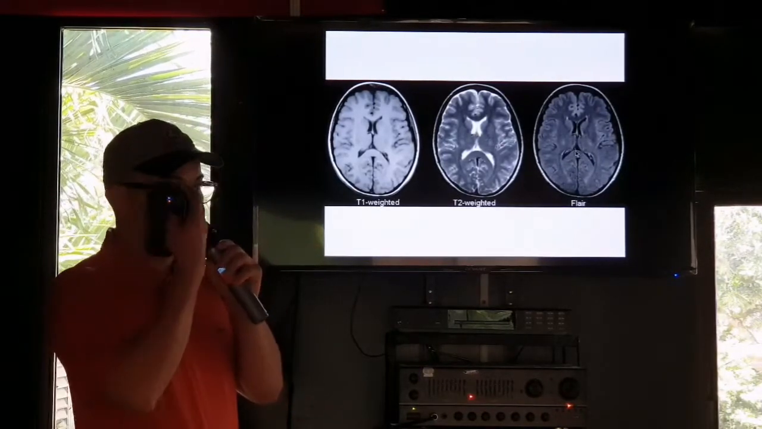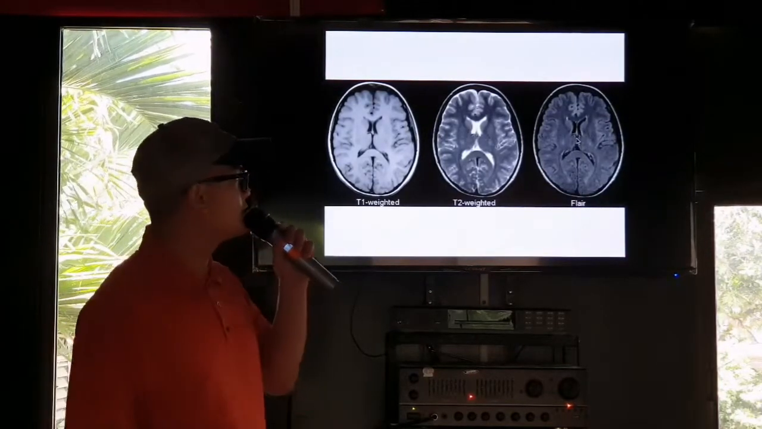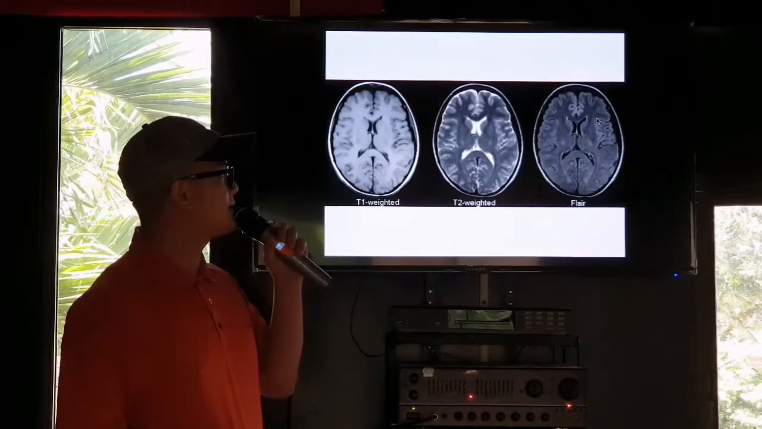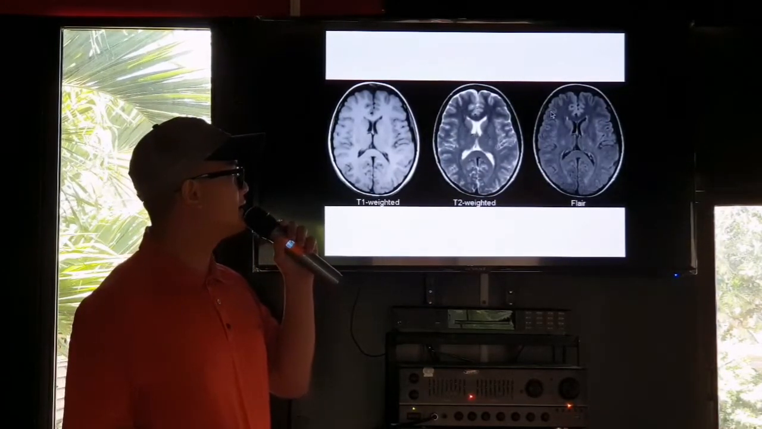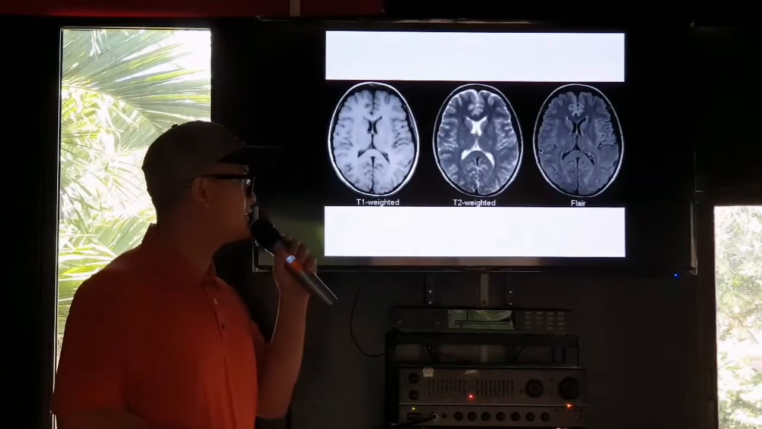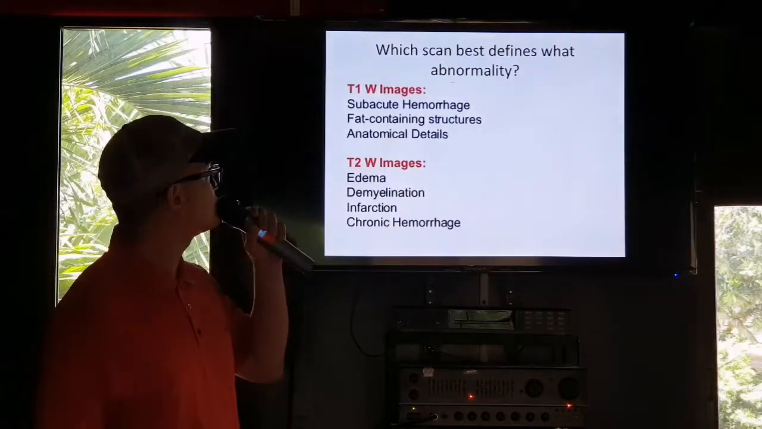Usually, if you want to better delineate the ventricular system, and if you have other suspected pathologies that would involve removal of the CSF for better visualization, then FLAIR sequences are helpful.